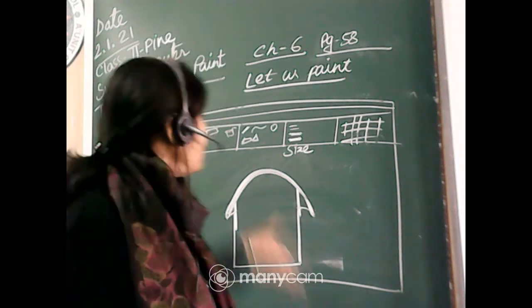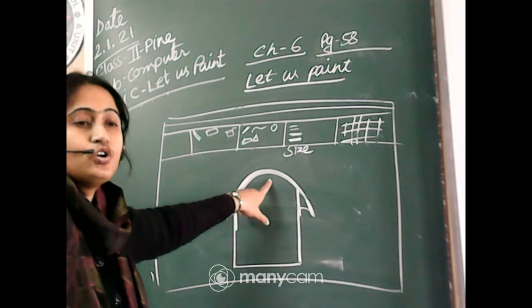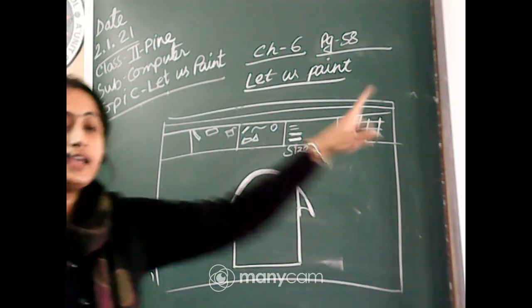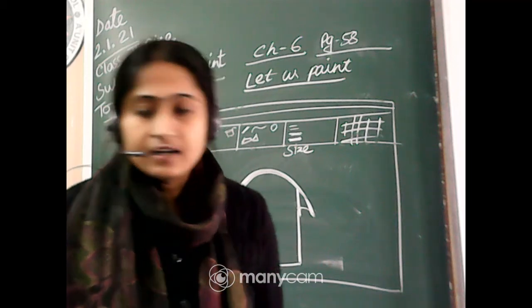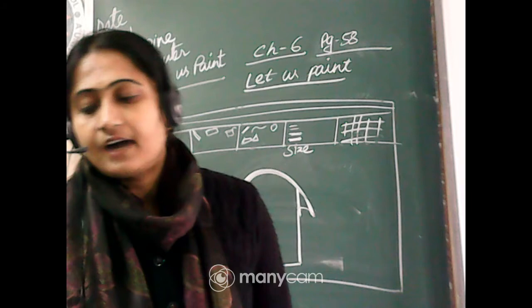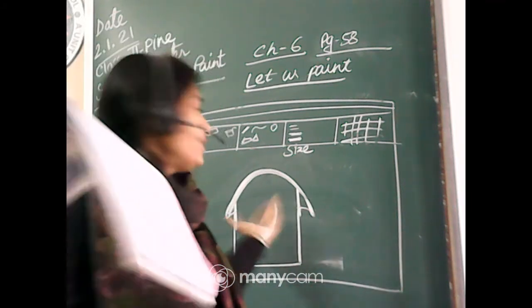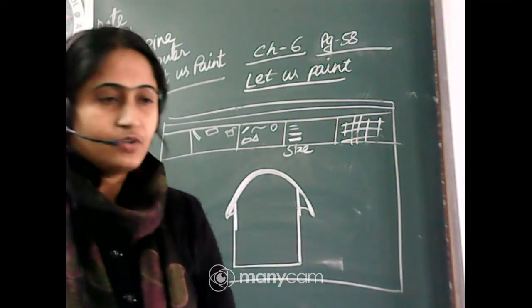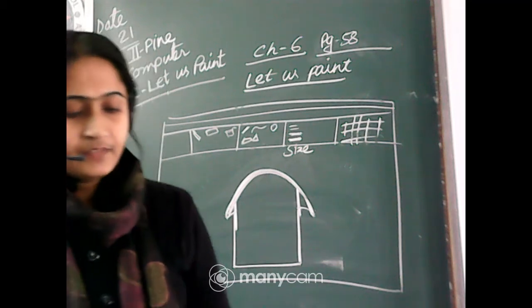Using the curve tool you can make this type of roof, and you can make hills also using the curve tool. Okay, and you will see a curved line wherever you want to apply it. You can apply this curve tool and use it.